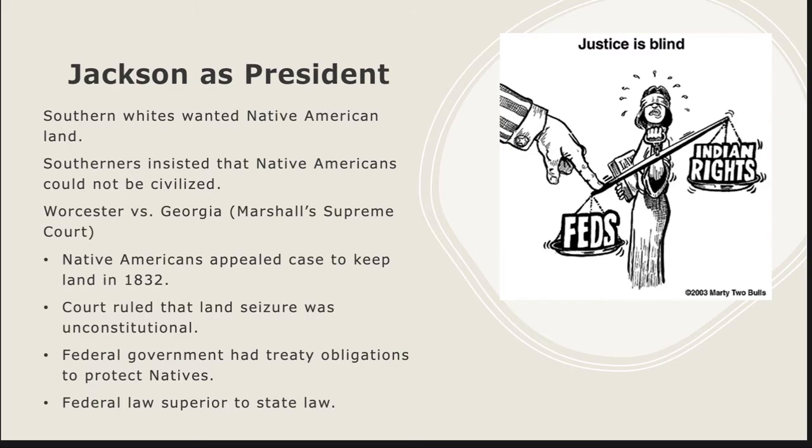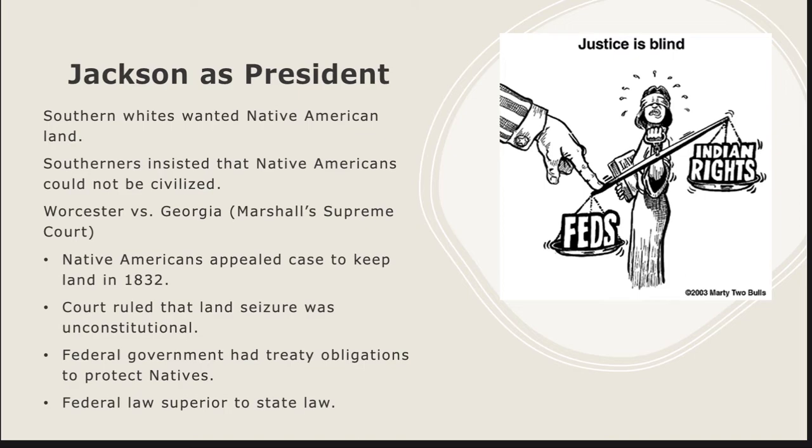Now, I need you to put a star next to this in your brain because this case is always asked about in the Regents. This is called Worcester, and I know it looks nothing like Worcester, but it is Worcester versus Georgia, and this is going to happen under the Marshall Supreme Court. And what happens here is we are going to have a group of Native Americans who are appealing a case to the Supreme Court to keep their land in 1832.